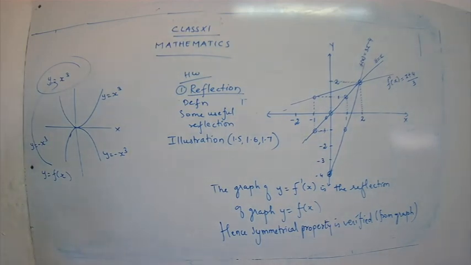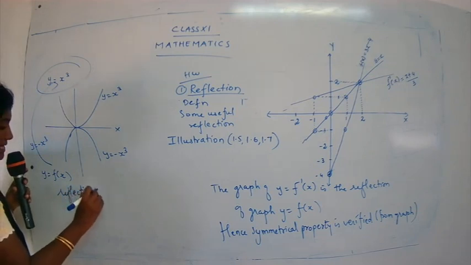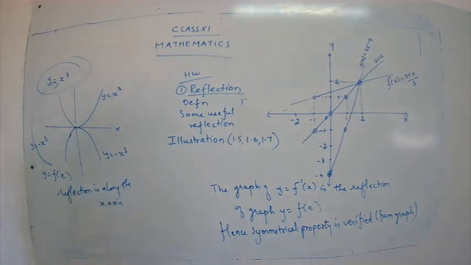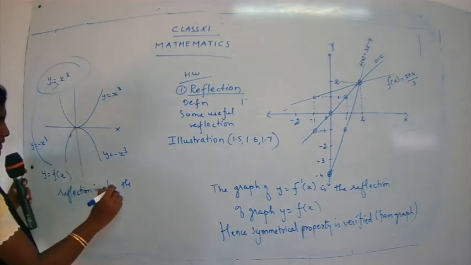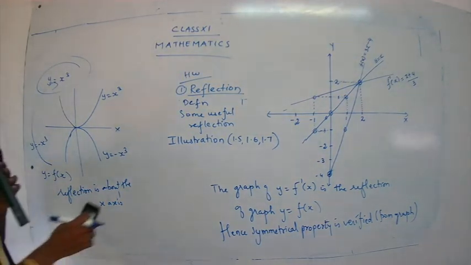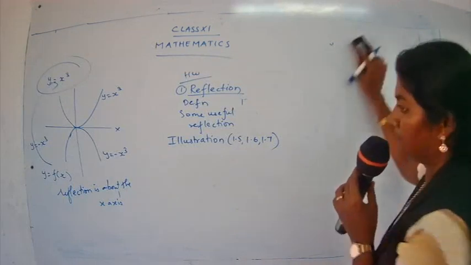They have given you two graphs: y square is equal to x and y square is equal to minus x. So this was the first illustration. Here the reflection is about the x-axis. Yes, we'll use the word about. It's not along, it's about the x-axis. Okay, let's go for the next point over there. Okay, so what is the next point?